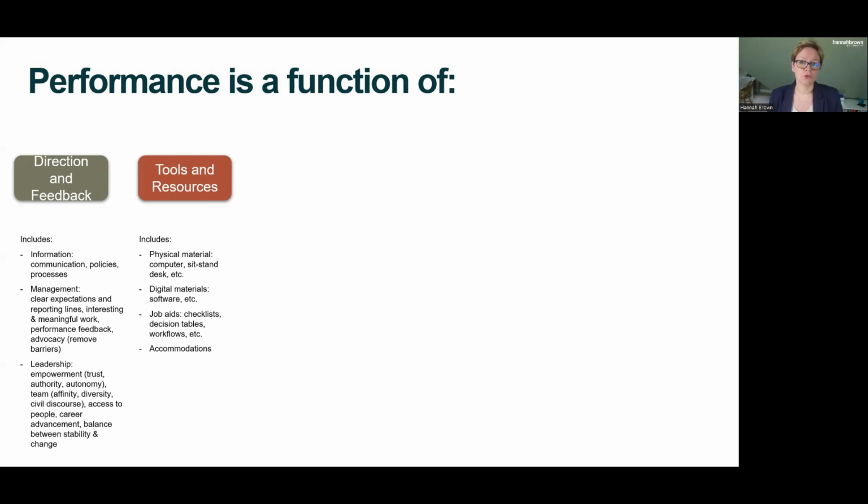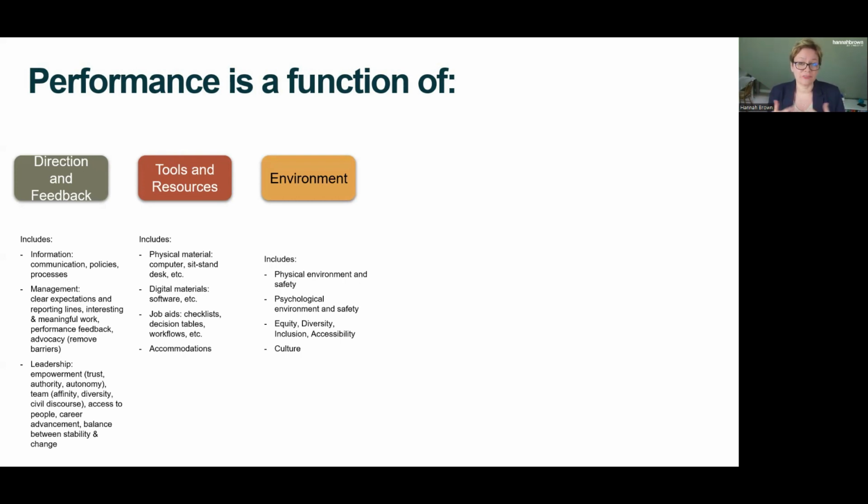It's also important to note that some employees need accommodations. So that would fall under tools and resources as well. The third factor is the environment. So as a leader, what kind of environment are you creating for your employees? So that includes the physical environment.